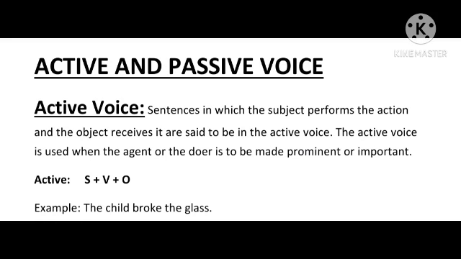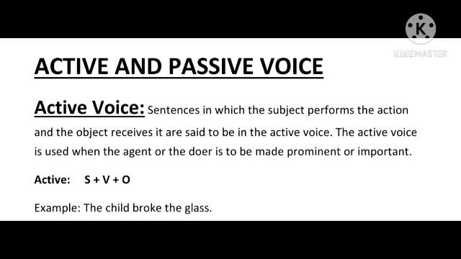What is active voice? Sentences in which the subject performs the action and the object receives it are said to be in the active voice. The active voice is used when the agent or the doer is to be made prominent or important. The structure of active voice is S plus V plus O. That is, first of all subject, then verb, and then comes the turn of object.